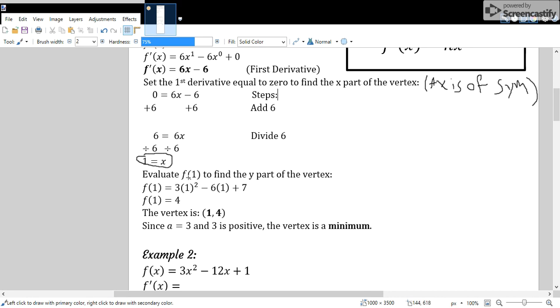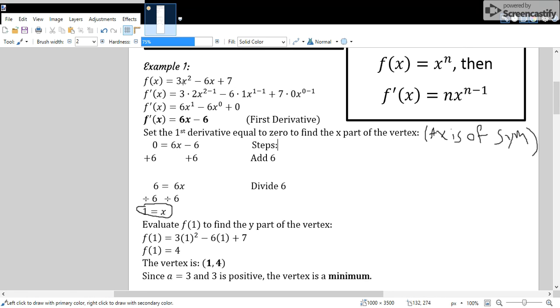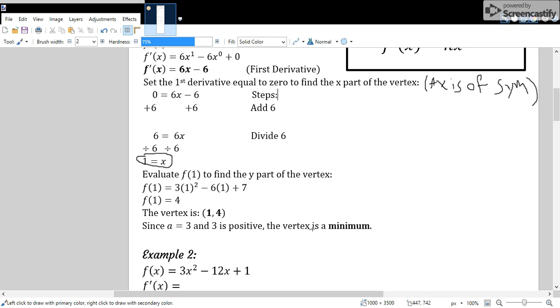So you're going to evaluate f of 1 to find the y part of the vertex. So we plug that in. F of 1 equals 3 times 1 squared minus 6 times 1 plus 7. If you put that in the calculator, or if you solve it by hand, you'll get f of 1 equals 4. So the vertex is (1, 4). And since a equals 3, and 3 is positive, this vertex is a minimum. So if you were to graph it, it would look kind of like that.